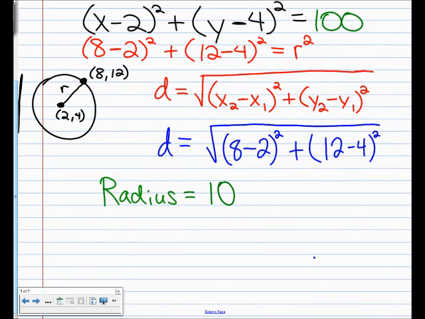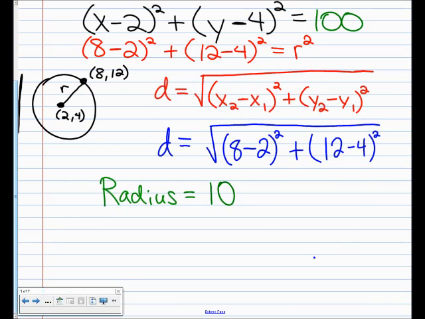This should have given you 36. This should have given you 64. When you add 36 and 64, you get 100. So that means the radius squared is 100, but the radius would be the square root of that, or 10. Either way, you should have gotten 10 for your radius.